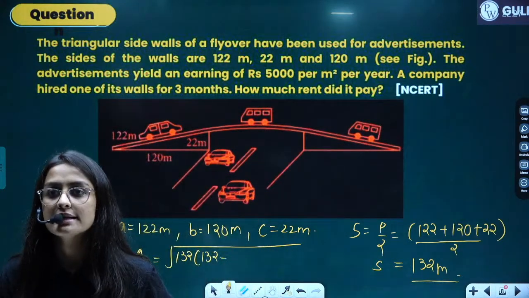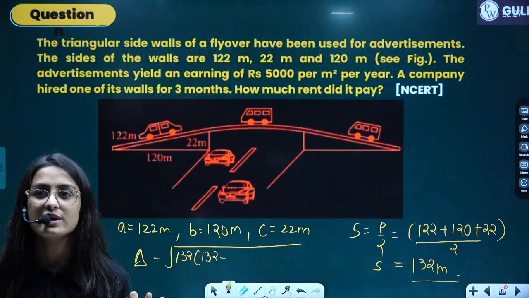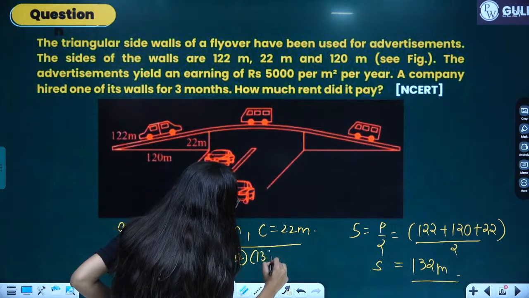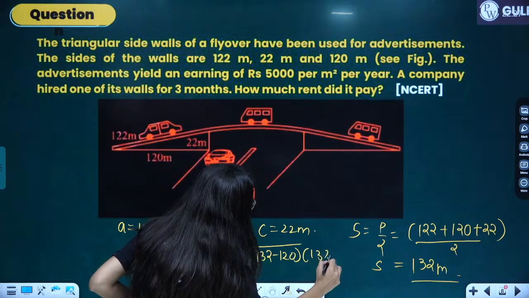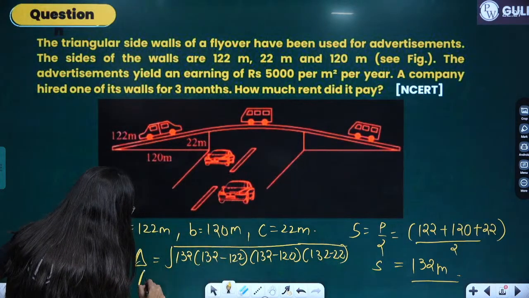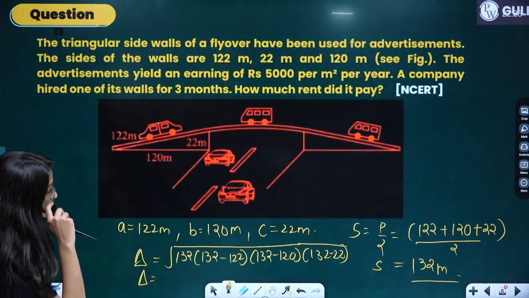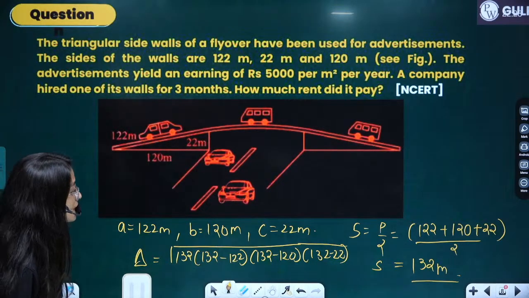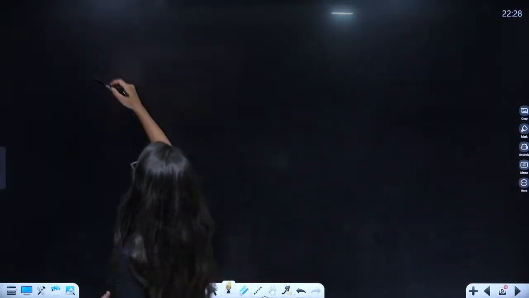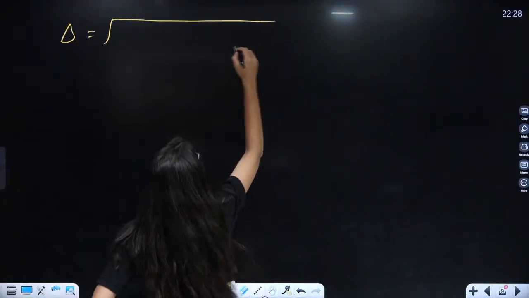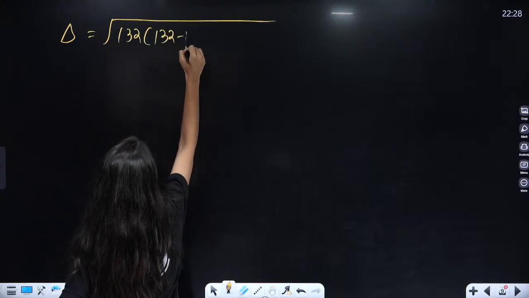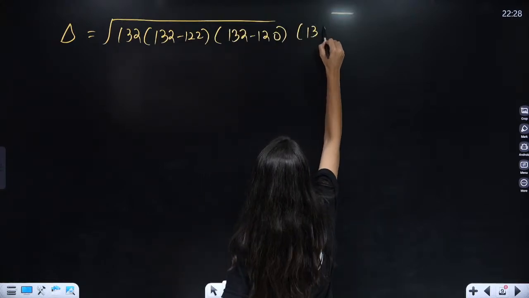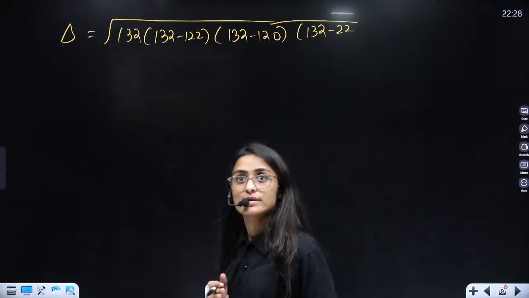You can do that post class. But yeah, please pay attention. 132 minus 122, then 132 minus 120, and 132 minus 22. Let us solve for this. I'm doing this on the next page, students. Here your area of the triangle will be under root of 132 multiplied by 132 minus 122, 132 minus 120, 132 minus 22. Please correct me if I'm wrong and I'm missing any number. Is it correct, right?